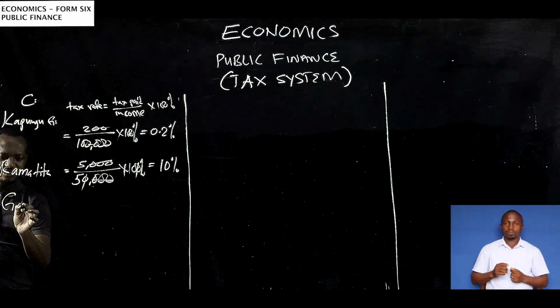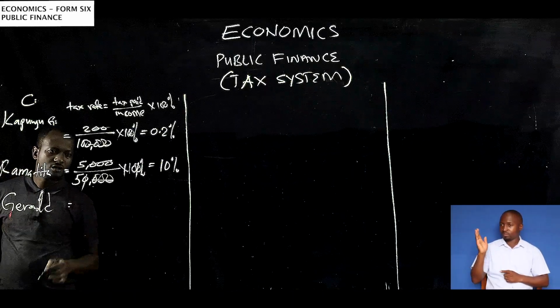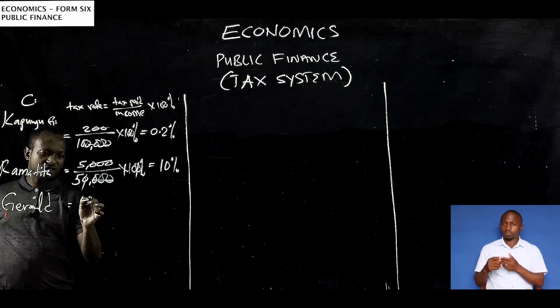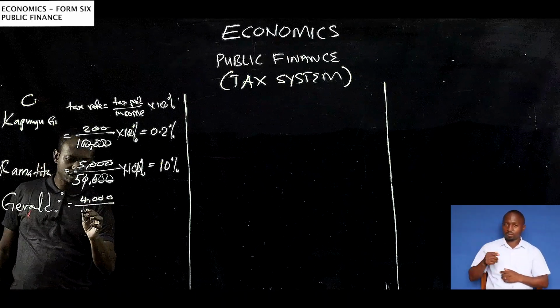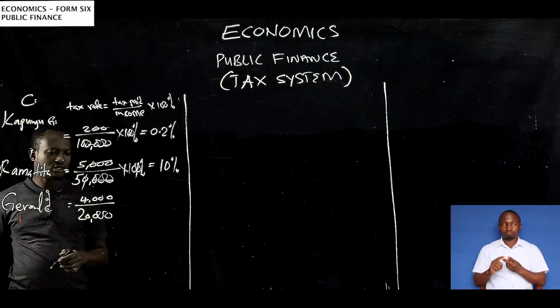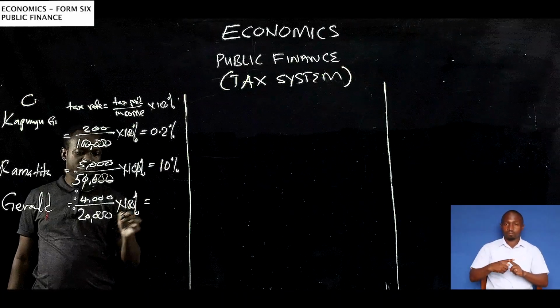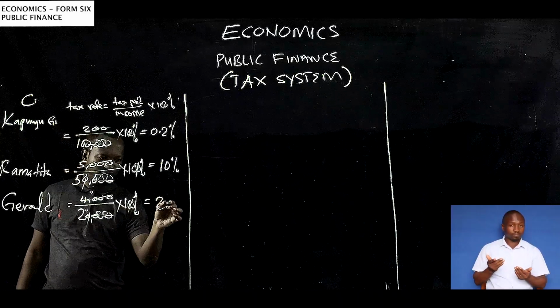While Mr. Gerard, tax paid by Mr. Gerard is 4,000. His income was 20,000 times 100%. Here we get 20%.